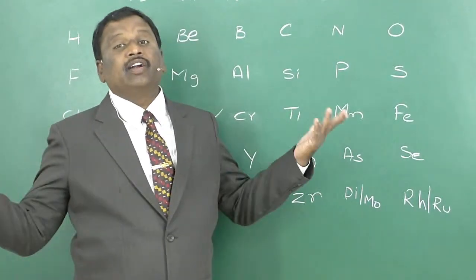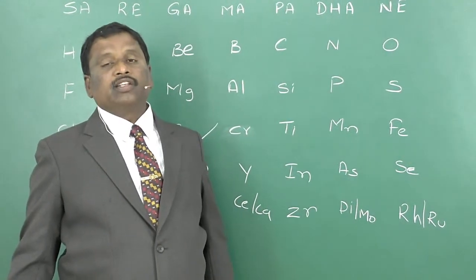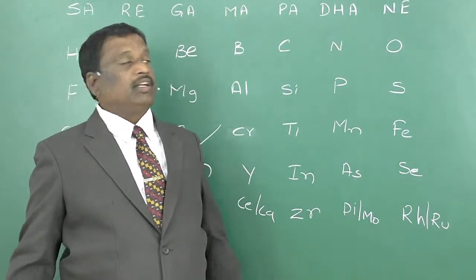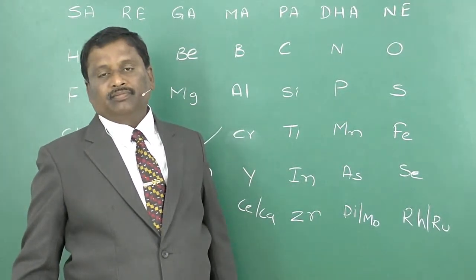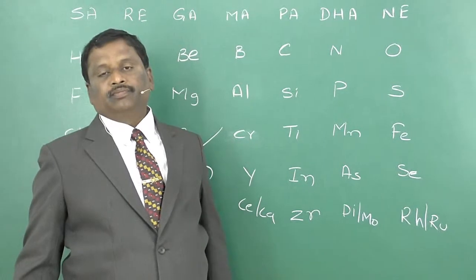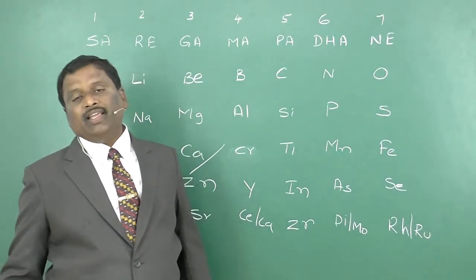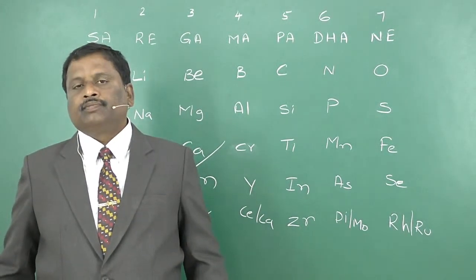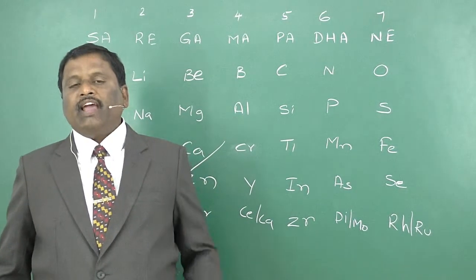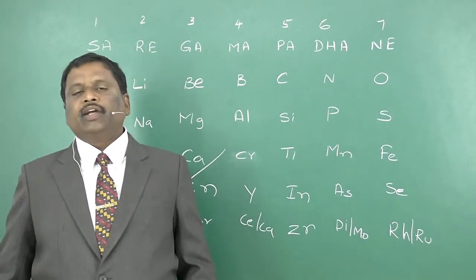And some undiscovered elements are there. For example, inert gases were not discovered at that time, but here there is no place for those elements. Germanium, gallium, and so many elements were not discovered at that time. So those elements have no place in this Newlands periodic table.